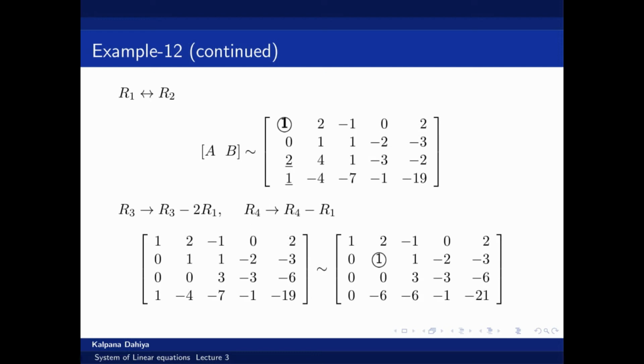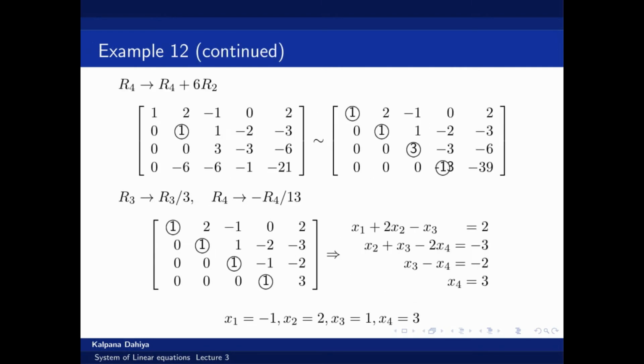So using these two elementary row operations, we have the next matrix. 1, 2, -1, 0, 2, first row as it is, second row as it is. Now the third row is 0, 0, 3, -3 and -6. After applying the second elementary operation, that is R4 to R4 minus R1, the fourth row minus the first row, we have the last row as 0, -6, -6, -1 and -21. So after applying those two elementary operations, the augmented matrix is equivalent to the first matrix on this slide.